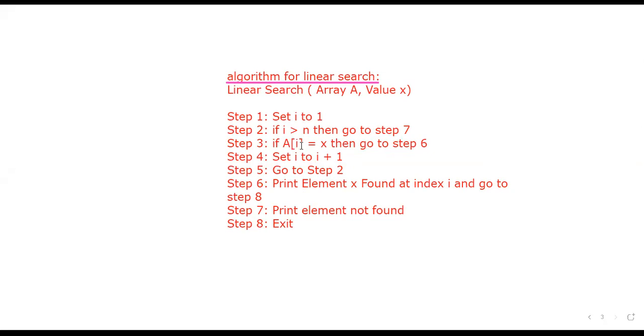If the given element is found, go to step 6. What is step 6? Element is found, print it and go to step 8, that means exit. If the element is not found, set I to I plus 1. That means increment the value, go to the neighboring node and go to step 6. Then again compare to the next value. So this is the algorithm.